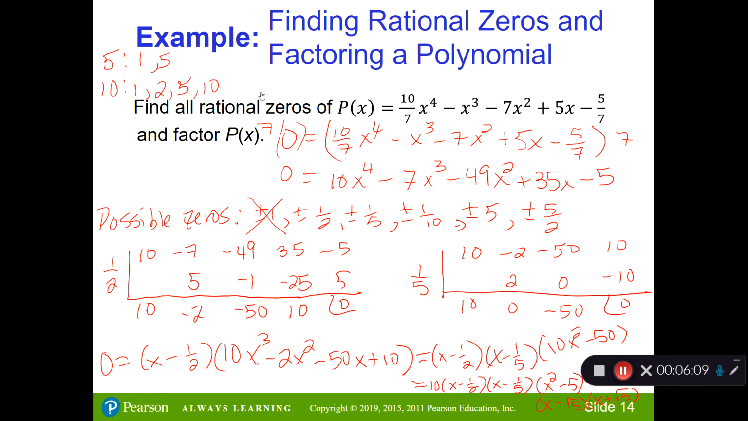So let's find all of my zeros. Well, there are only 2 rational zeros, 1/2 and 1/5. And then there are 2 irrational zeros, positive square root of 5 and negative square root of 5.